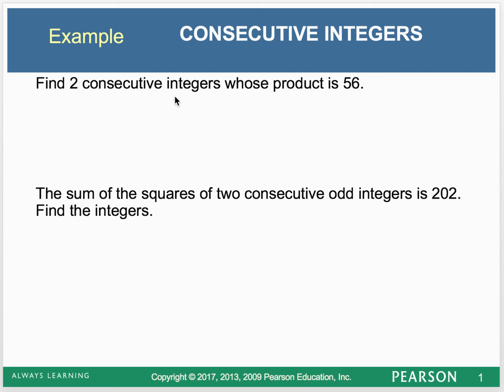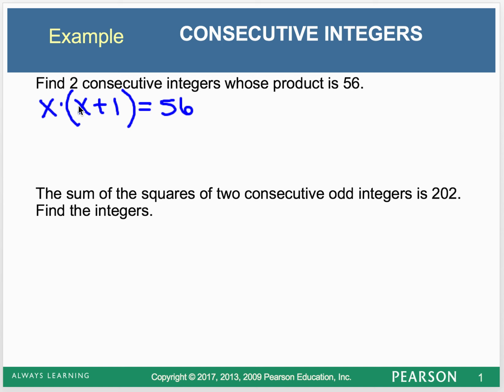Find 2 consecutive integers whose product is 56. Okay, it wants me to find 2 consecutive integers. So I know, just because of knowing what it means to be consecutive integers, those numbers are x and x plus 1. There's my 2 consecutive integers. Now, whose product? Oh, that means I want to multiply these two things. Product means multiplication. Whose product is always an equal sign. Whose product is 56. There's 2 consecutive integers whose product is 56.